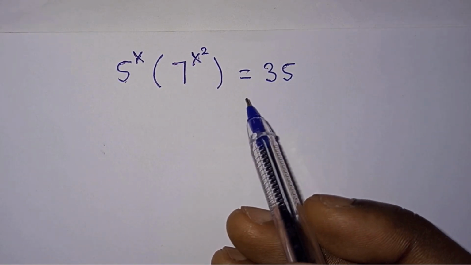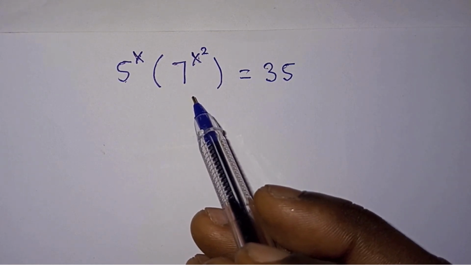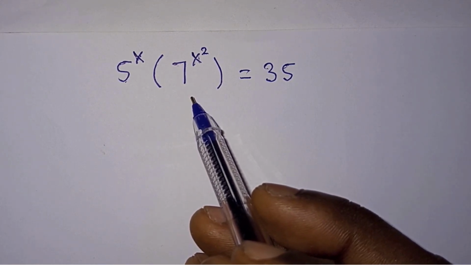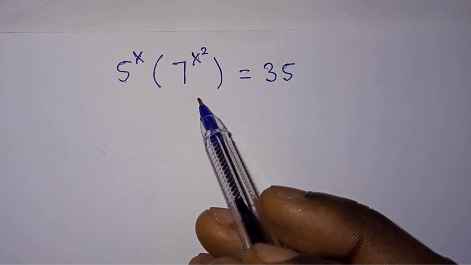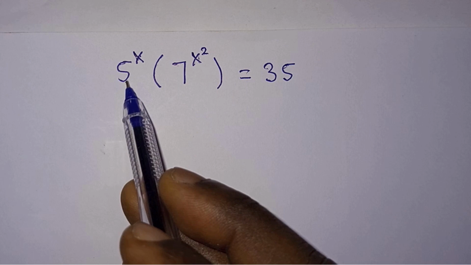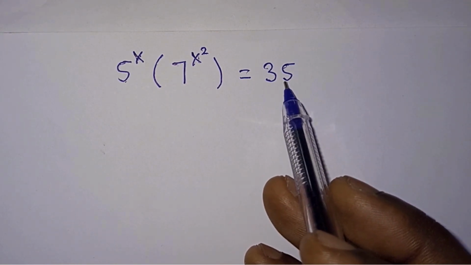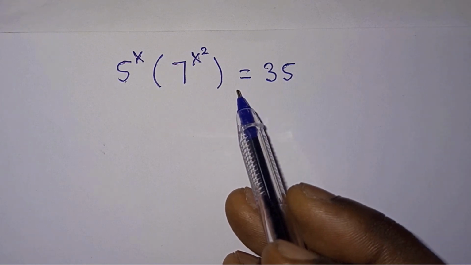But the question is, is x equals 1 the only solution to the problem? The answer is no. There are some other solutions to the problem. So let's see about that. First of all, if you try to divide the equation by 5 to the power x, you will get 35 times 5 to the power negative x, which does nothing to the equation.